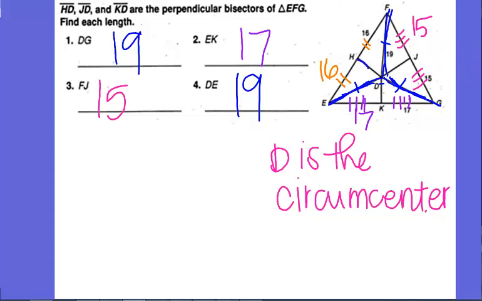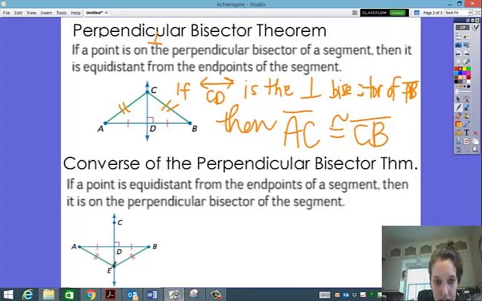So the converse is true as well. If we have a point that is equidistant to the endpoints of a segment, so E, the distance from E to endpoint A is the same, it's congruent as the distance from E to endpoint B. Those 2 segments are congruent, those distances are equal, then that means that point E has to be on the perpendicular bisector of that segment. So if AE is congruent to EB, that means that this line, CE, is the perpendicular bisector. So it works both ways. Let's look at some examples.